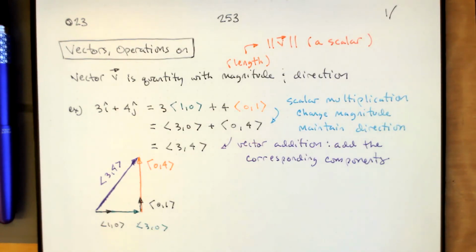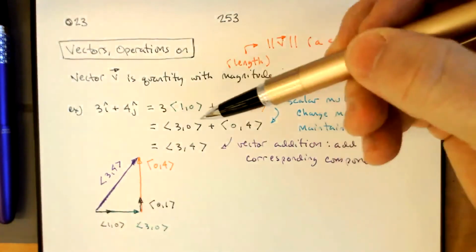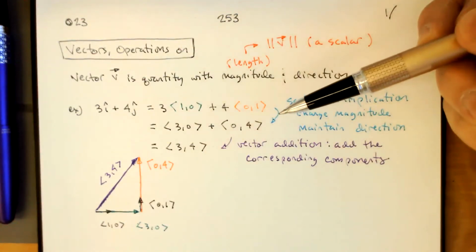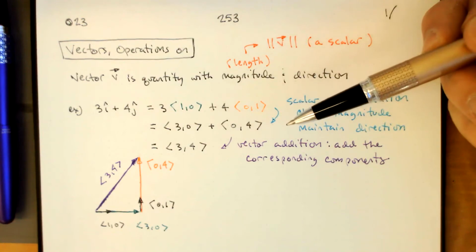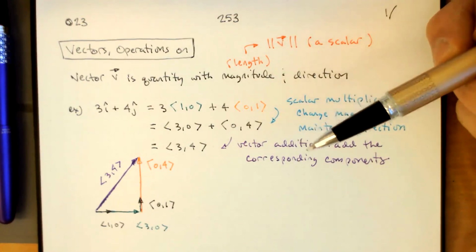Otherwise, I shouldn't be calling this addition, because addition needs to be commutative. Multiplication doesn't have to be, but addition needs to be commutative. It works out in the numbers too. 3, 0 plus 0, 4 is going to be the same as 0, 4 plus 3, 0. We're still going to get 3, 4. Any questions?